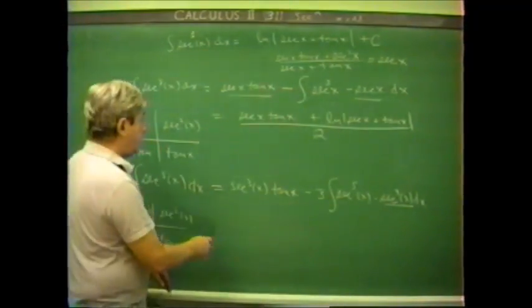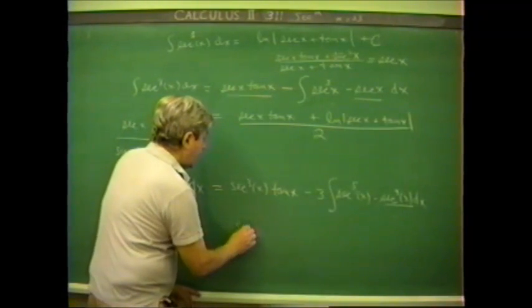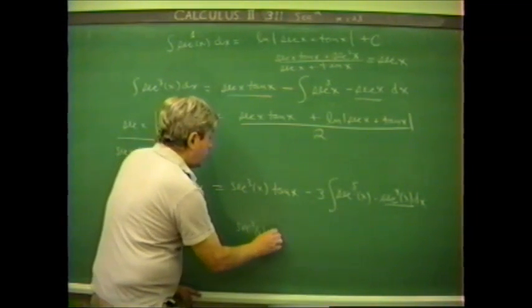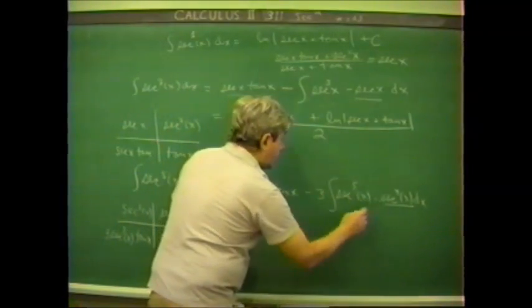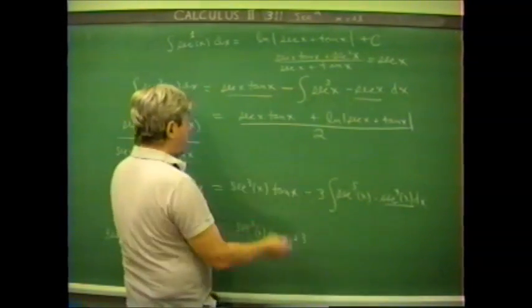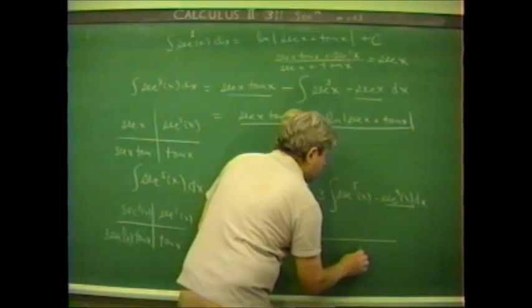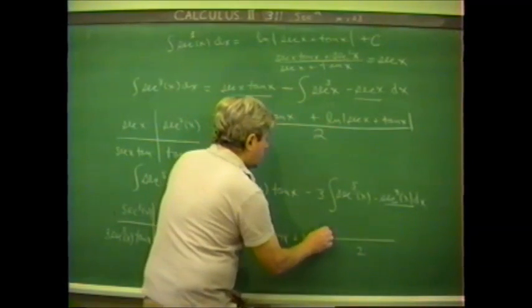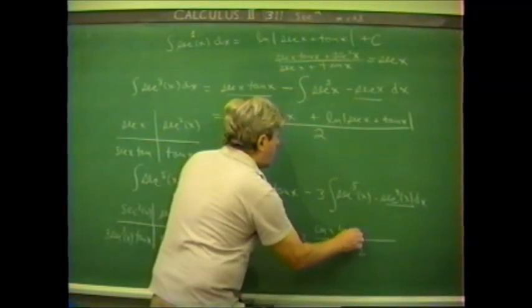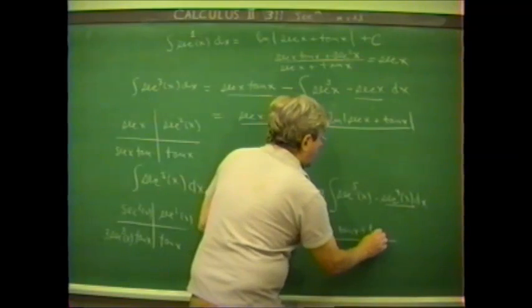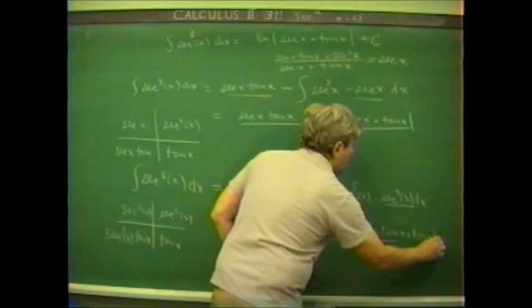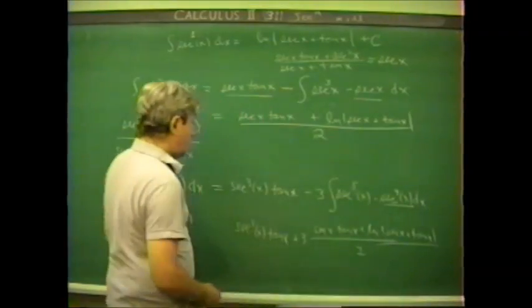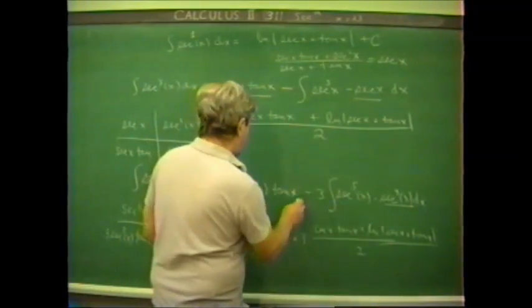It's right up here. So this is secant cubed tangent x plus, I guess, 3 times the antiderivative of secant cubed here. That's going to be this over 2 here: secant x tangent x plus log absolute value of secant x plus tangent x, over 2. That takes care of this and this.